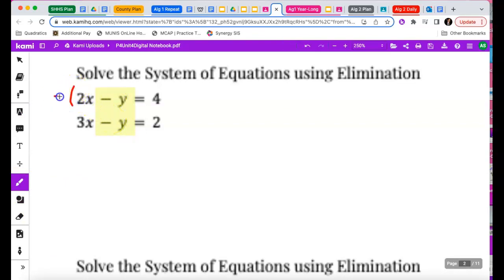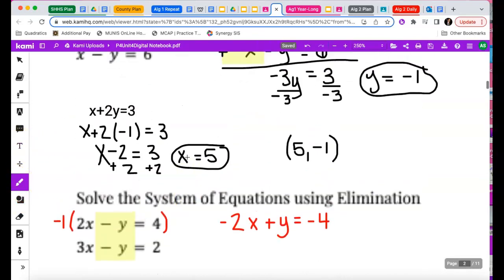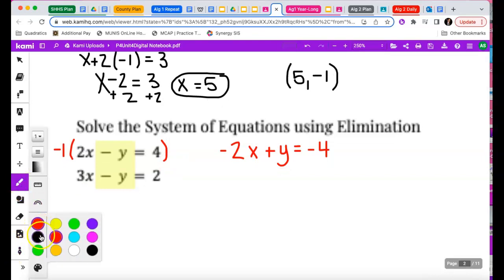And I always just like to use the top equation. Doesn't really matter which one we use. So I'm going to multiply negative 1 by everything, which is basically just going to flip every sign. So this is going to become a negative 2x. This is going to become a positive 1y. And this is going to become a negative 4. So everything just changes its sign. And then the second equation, that stays the same. So we're just going to bring over our 3x minus y is equal to 2.